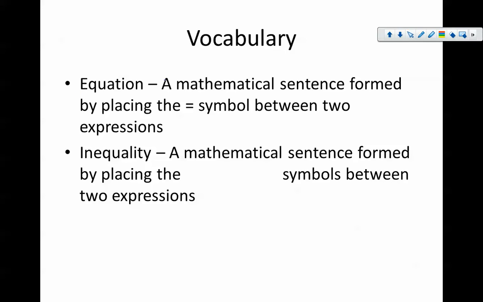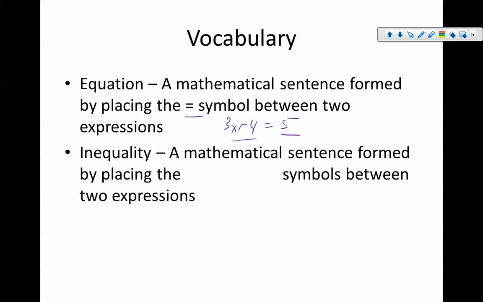So an equation is a mathematical sentence formed by placing the equal sign between two expressions. So like 3x plus 4 equals 5. That's an equation. We are setting the expressions equal to each other, saying that 3x plus 4 and 5 are the same thing. So that's an equation.